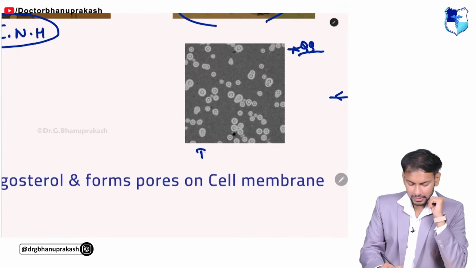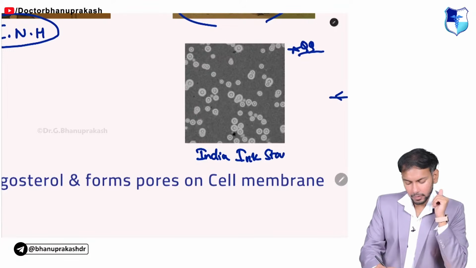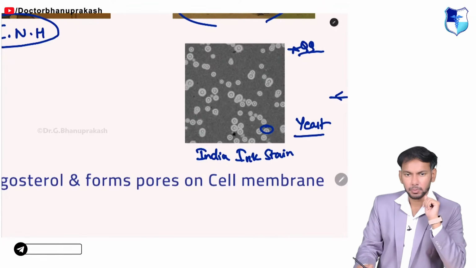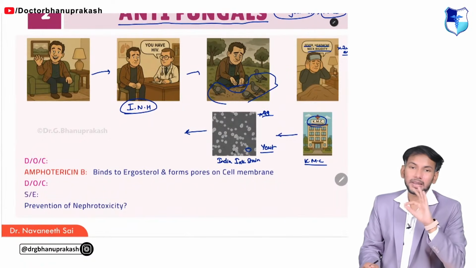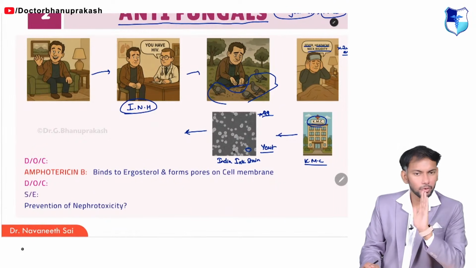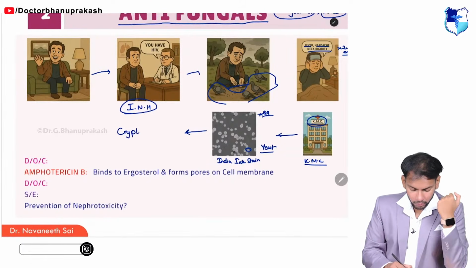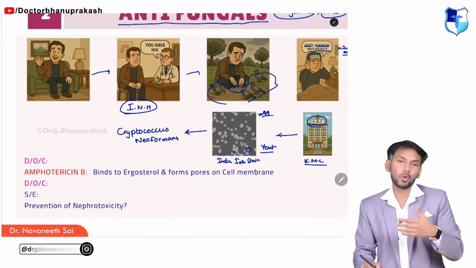Yes, it is India ink stain. What do you see here? Encapsulated budding yeasts. Did you understand this much? Now, what is the most common cause of meningitis in HIV? You should have known the answer. If you don't know what is this India ink staining, it is because of an organism called Cryptococcus neoformans. So the most common meningitis in HIV is cryptococcal meningitis.